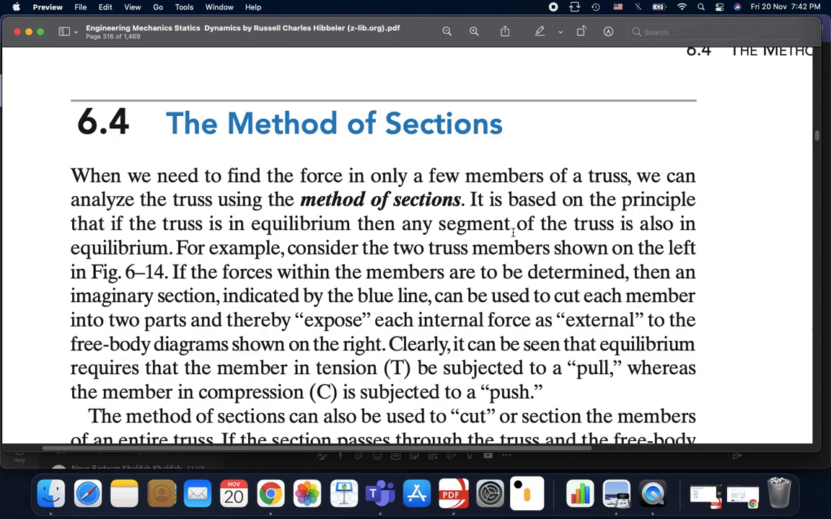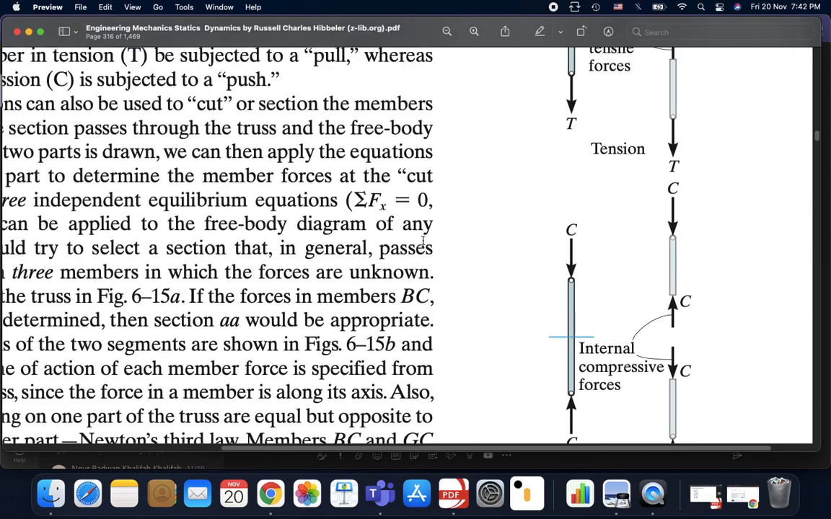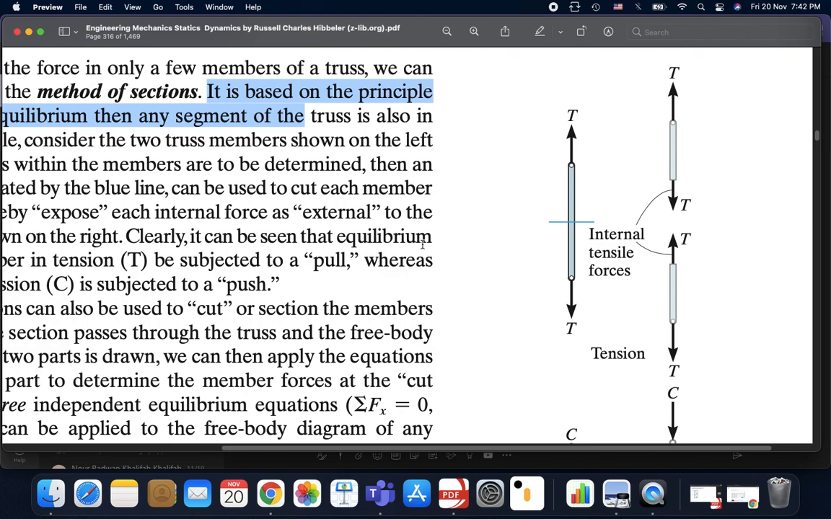Now, it says that this method is based on the principle that if the truss is in equilibrium, then any segment of the truss is also in equilibrium. So, assuming that, for example, we have a truss, the whole truss is in equilibrium. This is a given. We know for a fact that trusses are always in equilibrium, especially in statics, right? So, if the whole truss is under equilibrium, then also each member and each segment in that truss is in equilibrium.